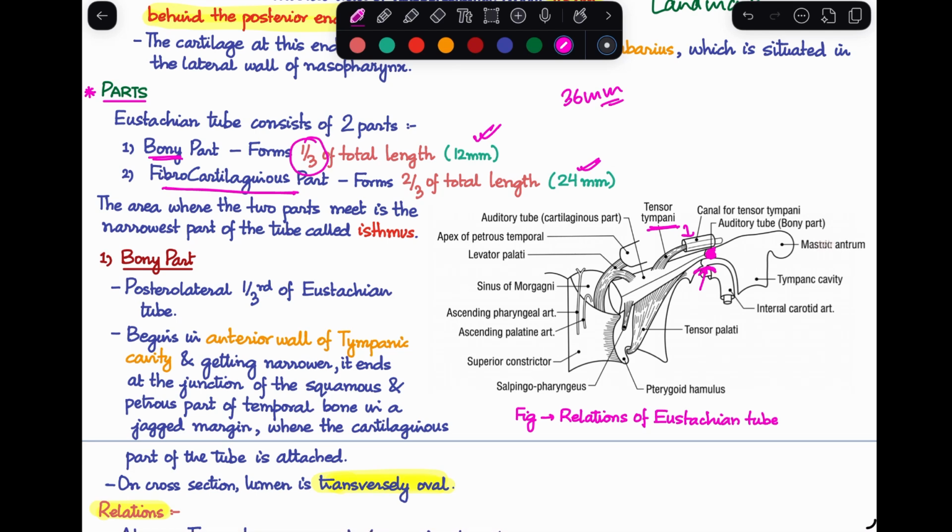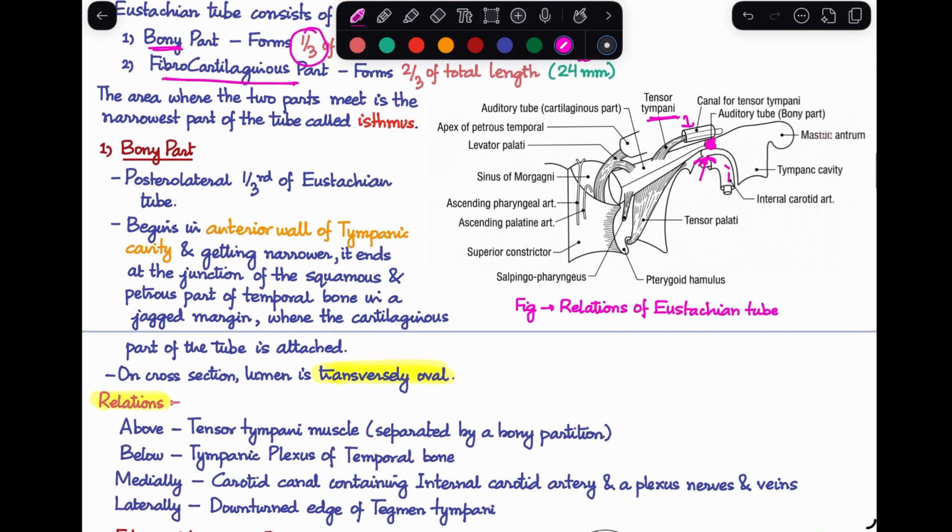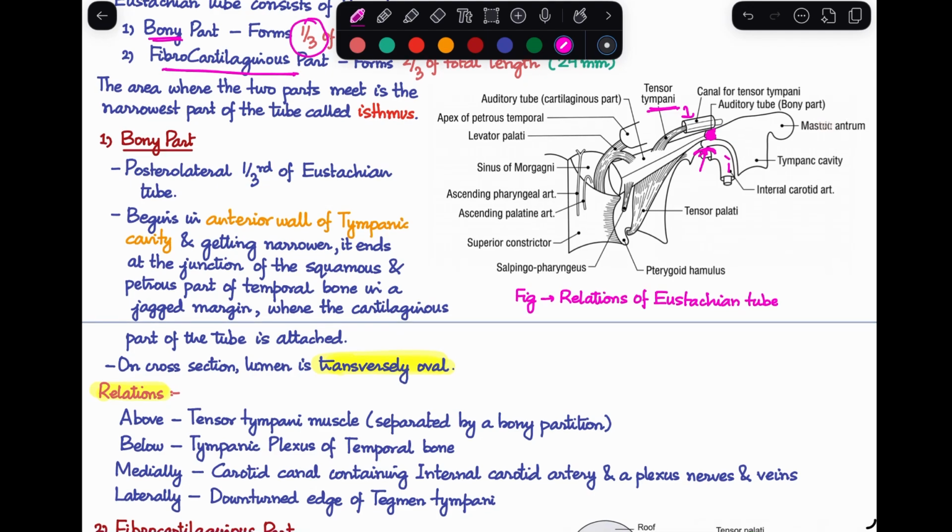Then medially, we will have the carotid canal, which contains the internal carotid artery and a plexus of nerves and veins, which I'm not able to show you in this image, but if you imagine the 3D structure, you will be able to picture that. And laterally will be the downturned edge of the tegmen tympani. So these are the four relations of the bony part of the eustachian tube.